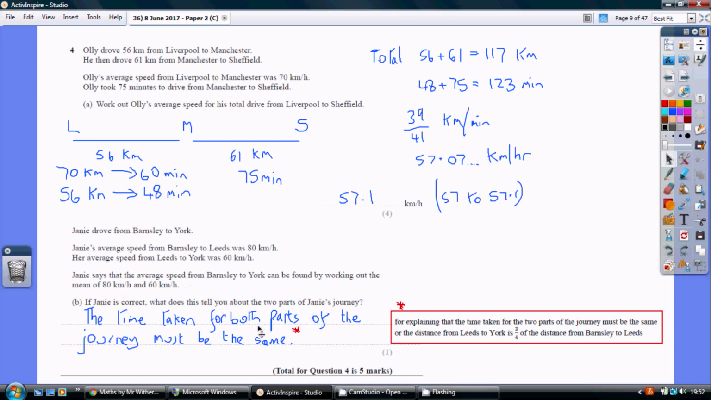Now, just for completeness, there is an alternative correct answer, which I've just extracted from the mark scheme over here. Alternatively, you could say the distance from Leeds to York is 3/4 of the distance from Barnsley to Leeds. So that's absolutely fine as well. But if I were you, I would just focus on the first bit, that the time taken for the two parts of the journey must be the same.